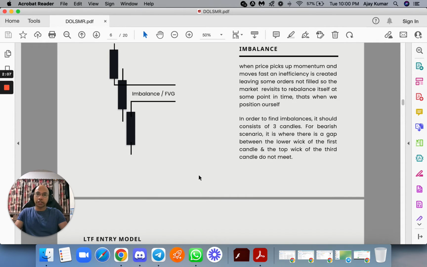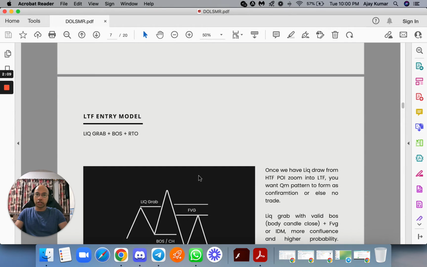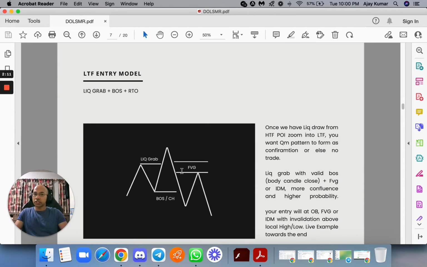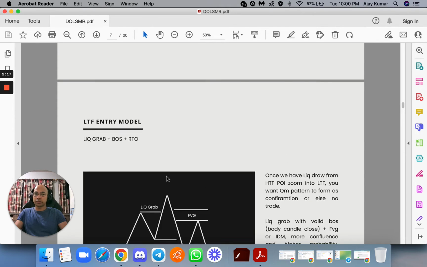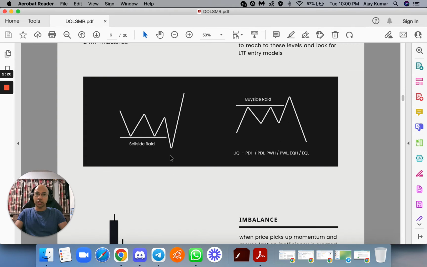Then the second step of this strategy is that once we reach the higher time frame liquidity pools, we are expecting a reversal from there. For example, let's say this is a liquidity pool here. Price reaches here and we are expecting a reversal from this. That's what we are expecting price to do: come here to take all this liquidity and then go to wherever it wants to go.